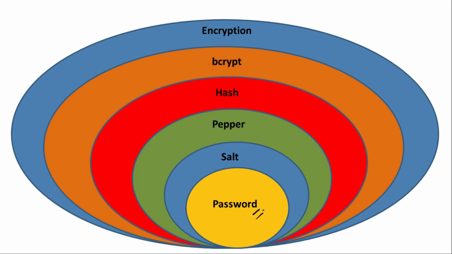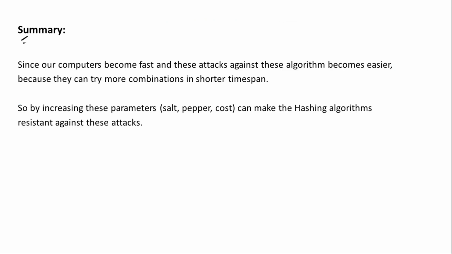So this is the overall look of the protection layers of your password. This is your password, which has a layer of salt, and then we have a layer of pepper. We have generated the hash value of it. Now we have added a cost to increase the number of rounds for the algorithm, and we can also add an encryption method with a key. At the end, let's add a summary to it.